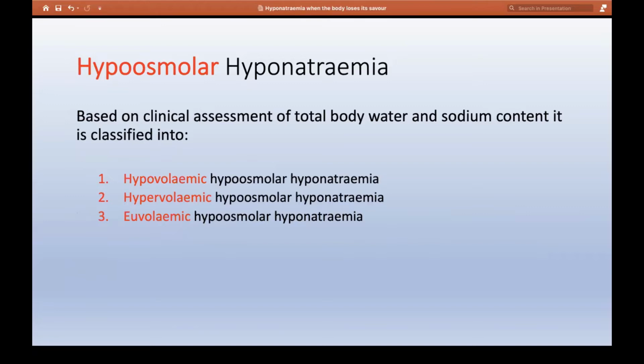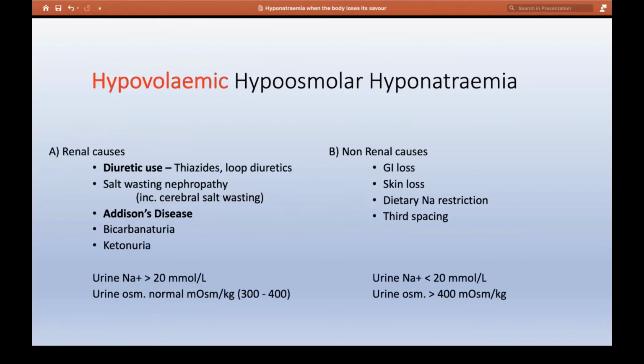So hypoosmolar hyponatremia can be divided again into 3 types depending on the water content and the sodium content related to it. So what are they? It could be hypovolemic, as in dehydration, hypervolemic, as in states like cirrhosis, congestive cardiac disease, and nephrotic syndrome, or chronic kidney disease, or it could have apparently euvolemic status. I use the word apparently euvolemic because clinically you don't see any dehydration.